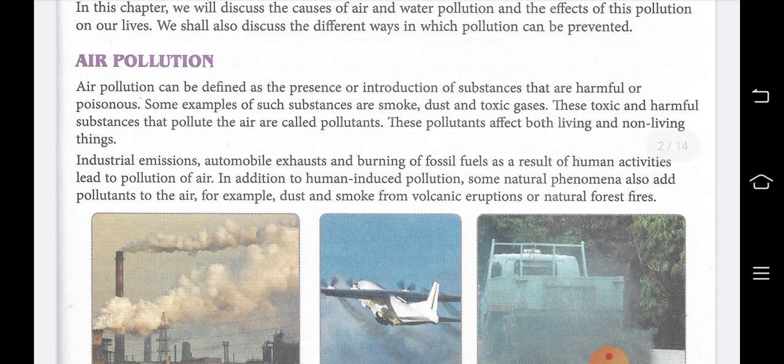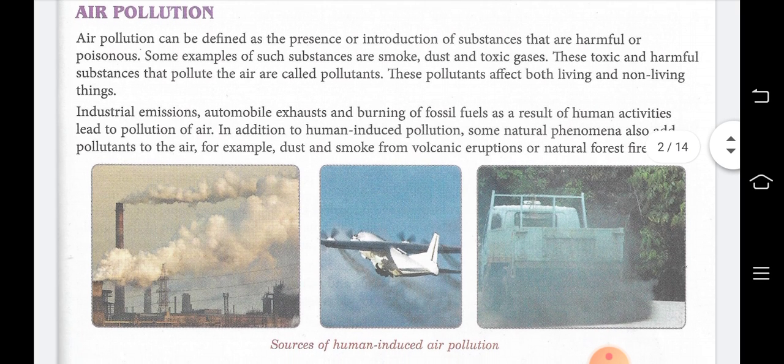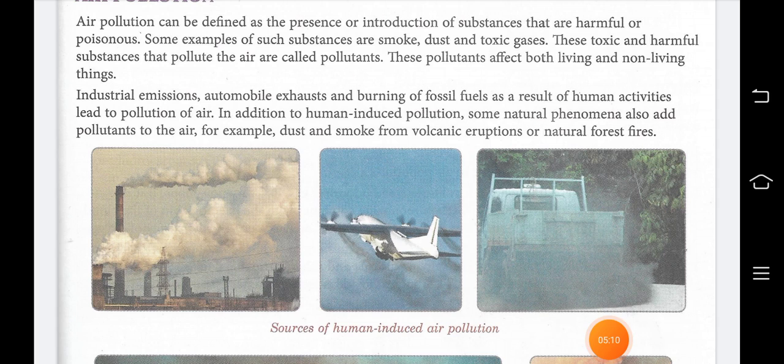So first of all, air pollution. It can be defined as the presence of substances that are harmful or poisonous. The harmful substance present in the air is known as air pollution. These harmful substances are toxic, poisonous in nature, and are known as pollutants, and the pollution caused by them is known as air pollution.